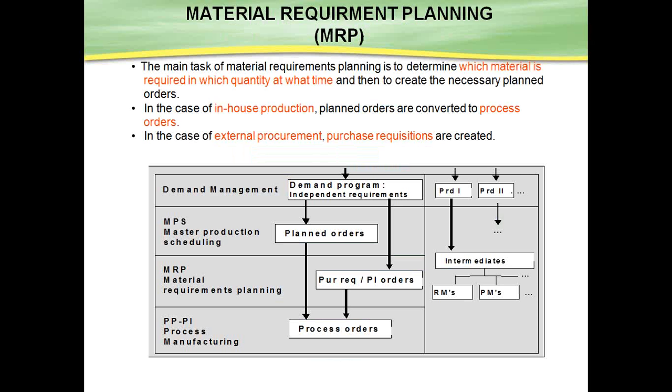Here we have seen in a previous slide one term, MRP, Material Requirement Planning. So how does the MRP work? The main task of the MRP is to determine what quantity of the material is required for production and at what time, on what date it is required. It can be in-house produced, or it may be external procurement.